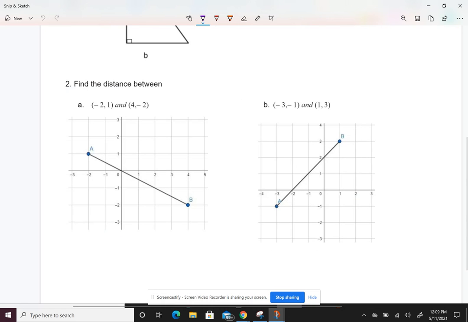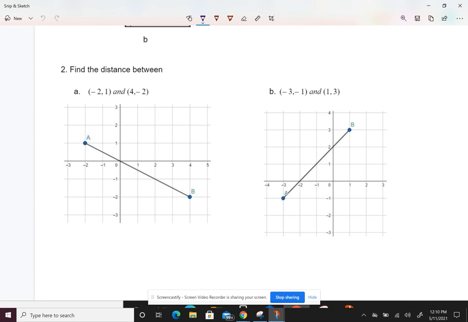Guys, for number 2, to find the distance, understand that the distances are going to give you the graph. You could use the distance formula. I'm not going to use the distance formula here. If you want to use the distance formula, go for it. But what I'm going to do is turn this into a right triangle. To find the distance of any point, especially if they're graphed, remember, I can't go diagonally.